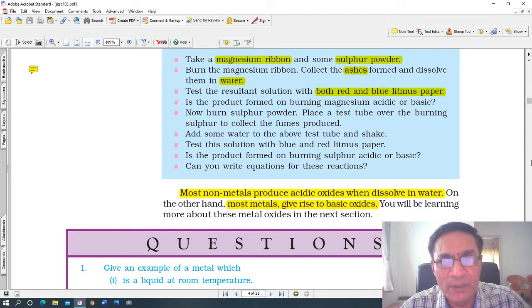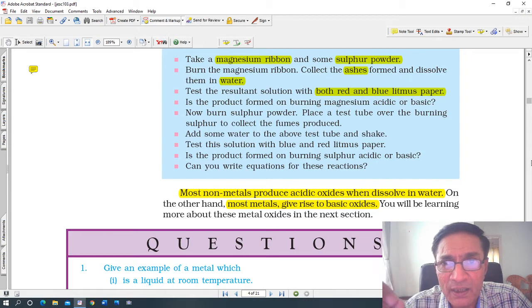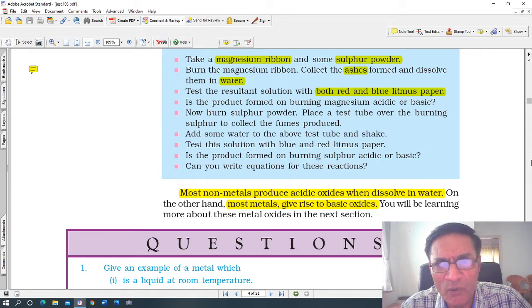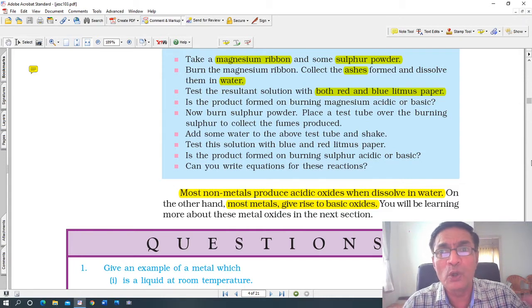Now just see here, activity 3.8, we had come up to it yesterday. Take a magnesium ribbon and some sulfur powder. Sulfur powder is greenish yellow in color. Magnesium ribbon, when you burn it in air, okay, there was a time when magnesium ribbon was used for photography. When magnesium ribbon is burnt in air, it will produce a dazzling white flame. Okay, it will burn with a dazzling white flame.